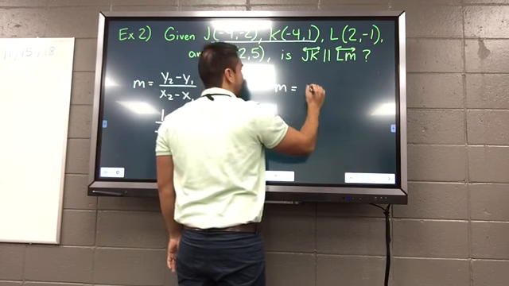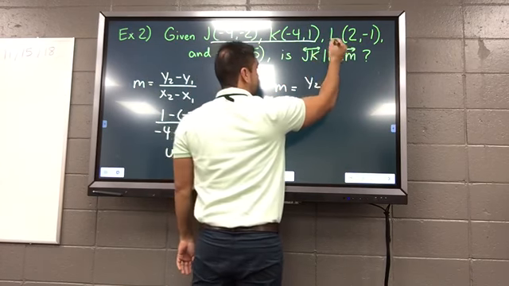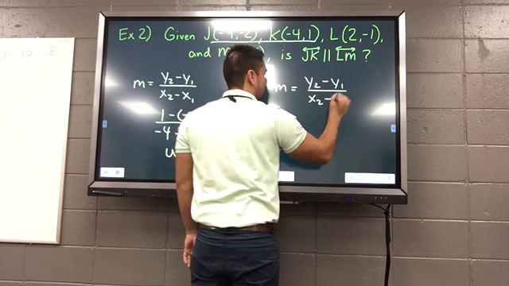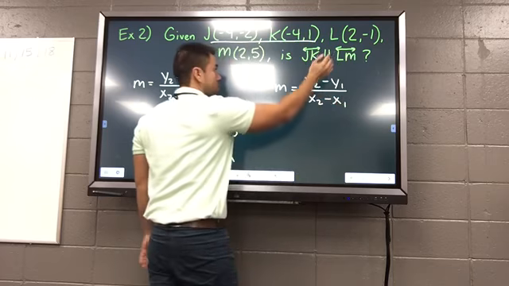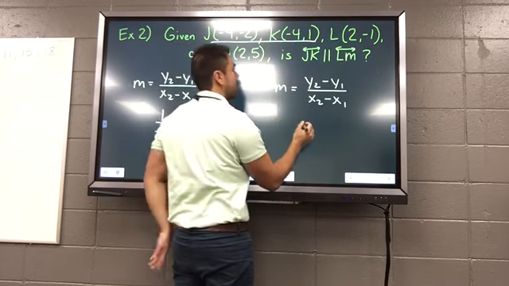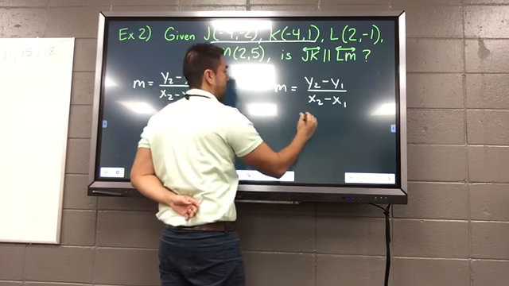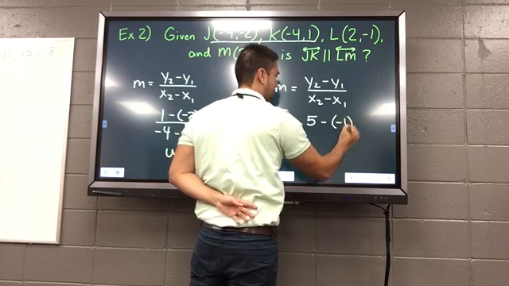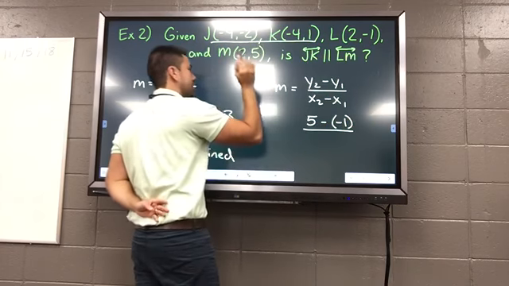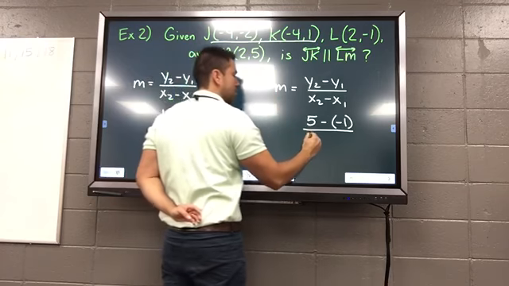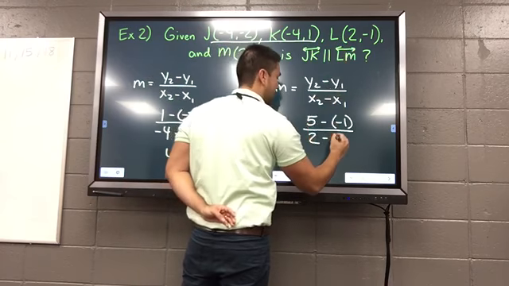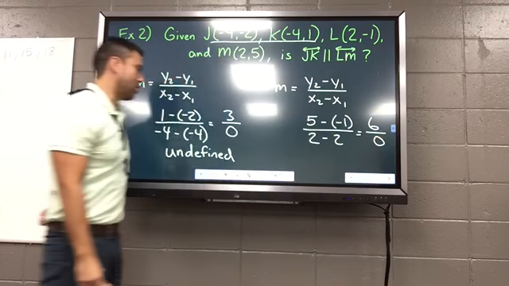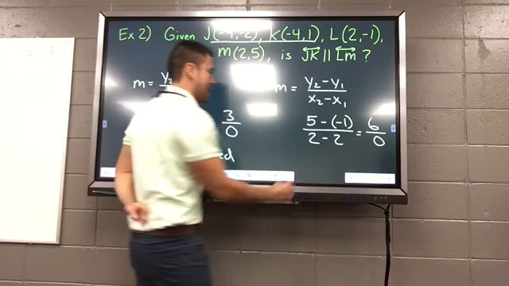All right, so we're going to look at LM now. We're going to do the same formula. Okay, what's y sub 2 in LM? 5. What's y sub 1? Negative 1. All right, great. What's x sub 2? 2. And x sub 1? 2. So 6 over 0.